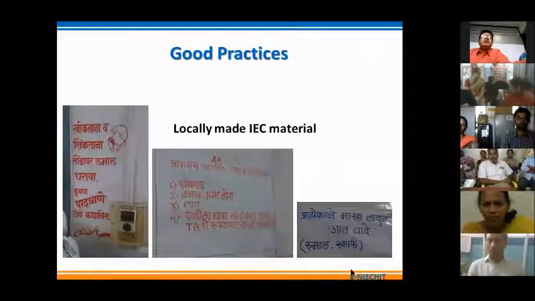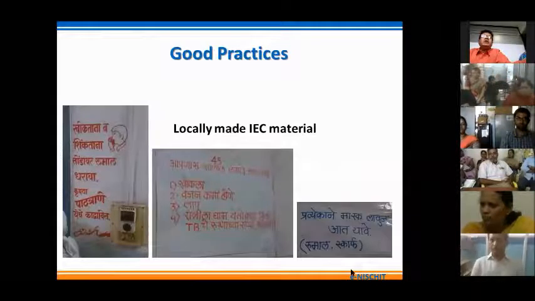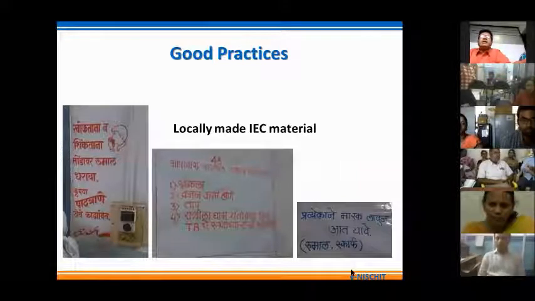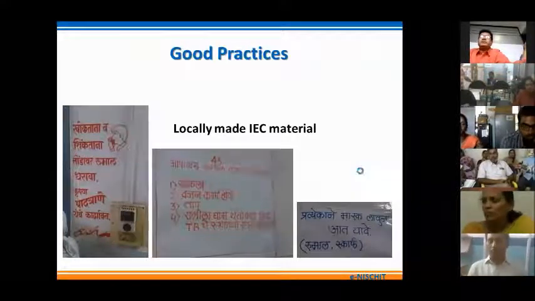People have been very innovative on the IC. Like the ART centers we have seen, they are so active that they do all this messaging in their local language, and they actively display these posters at the ART center OPDs. Next slide, please.